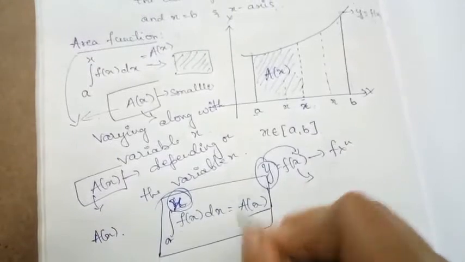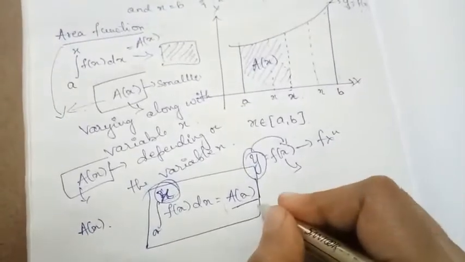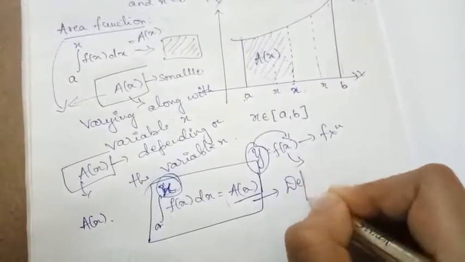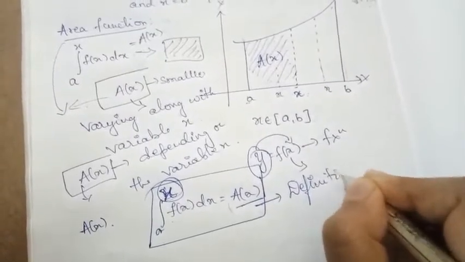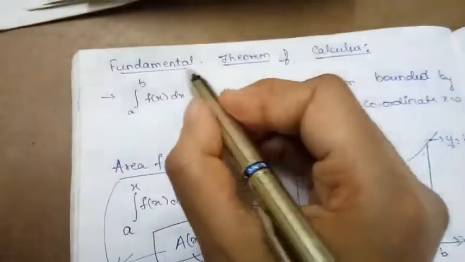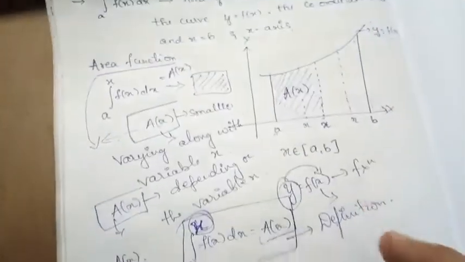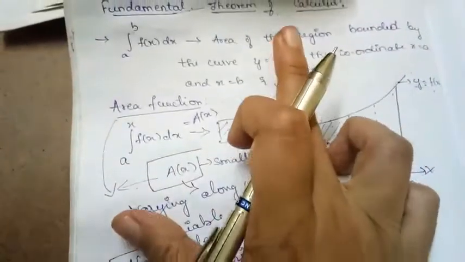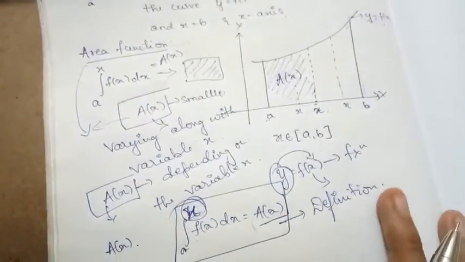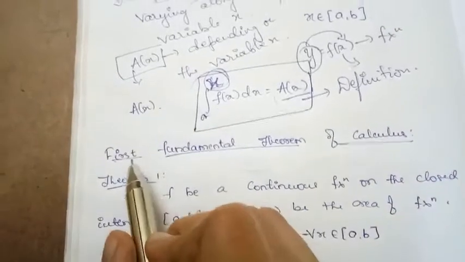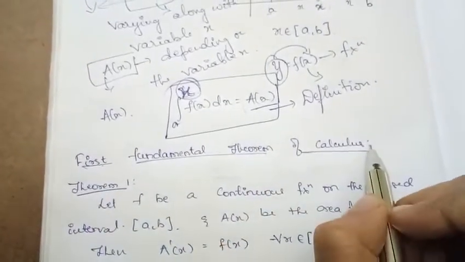As x varies, our area is also varying. So based upon this definition, there are two fundamental theorems of calculus which are purely dependent upon the definition of this one. First, the first fundamental theorem of calculus.